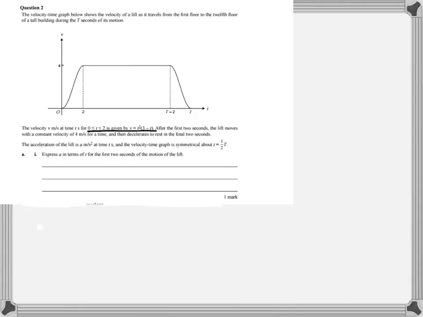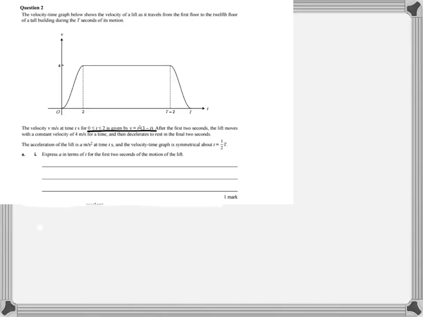The velocity time graph below shows the velocity of a lift as it travels from rest to the 12th floor of a tall building during 2 seconds of its motion. Very good, pretty graph. The velocity at time t seconds from 0 to 2 is given by this function, v equals t squared times 3 minus t. Now, I've underlined that because really that is the most important thing to consider.